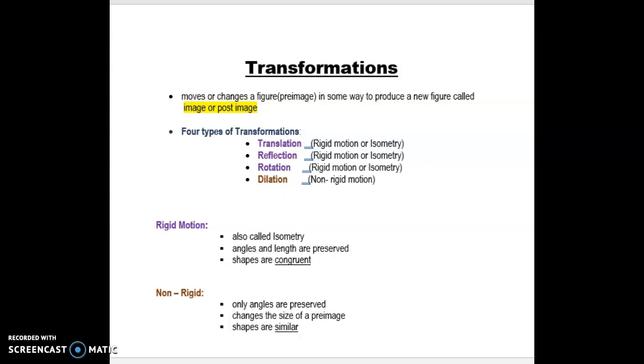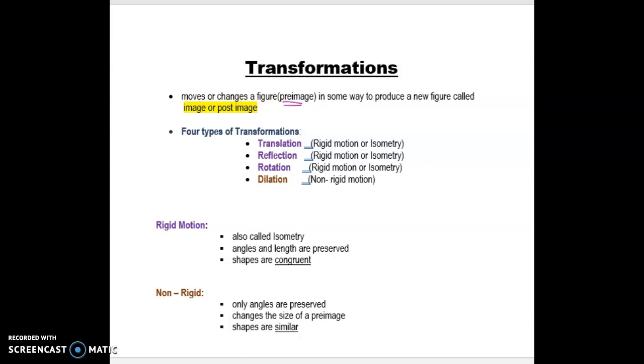Hello everyone. Today we will go over transformations. What is a transformation? A transformation is something where one image is being transformed into a new figure. A figure that has been transformed is called a pre-image, and the resultant figure is called the post-image, or simply an image.